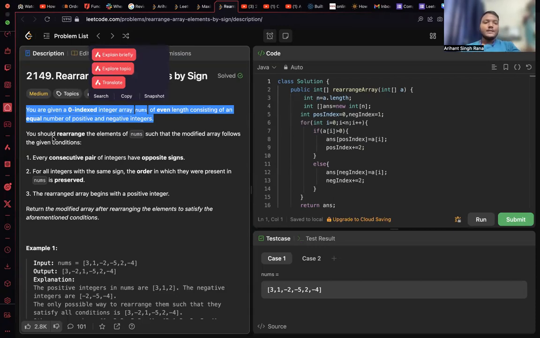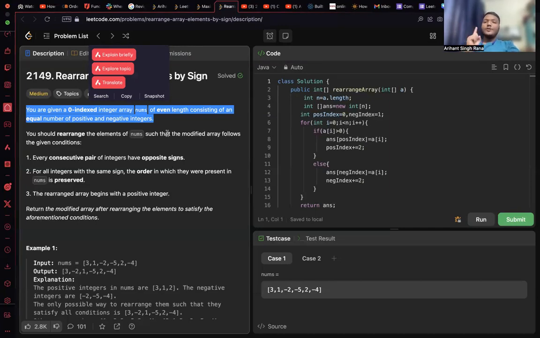After that, it says that you should rearrange the elements of nums such that the modified array follows the given conditions. First, every consecutive pair of integers has opposite signs. Second, for all integers with the same sign, the order in which they are present in nums is preserved. Third, the rearranged array begins with a positive integer. So there are three very crucial conditions that the array has to follow.